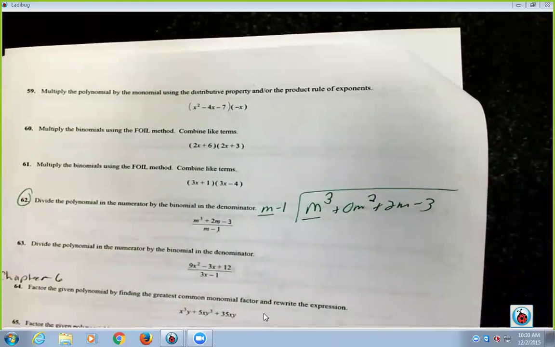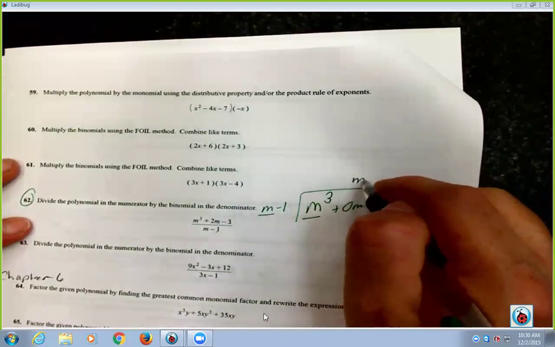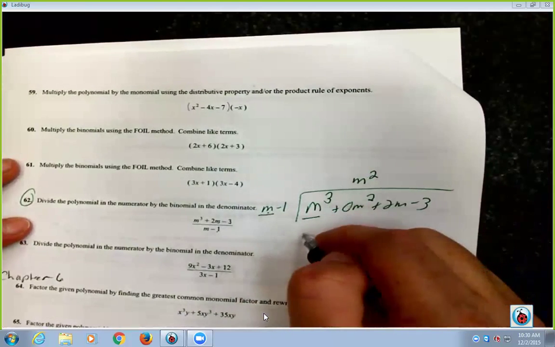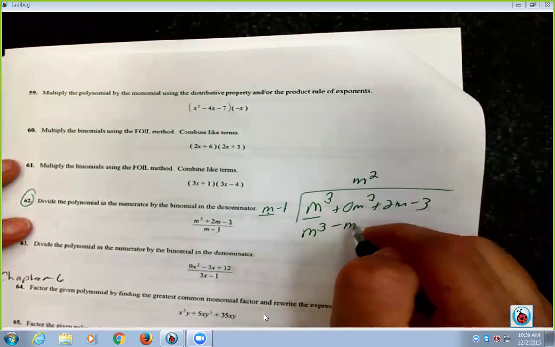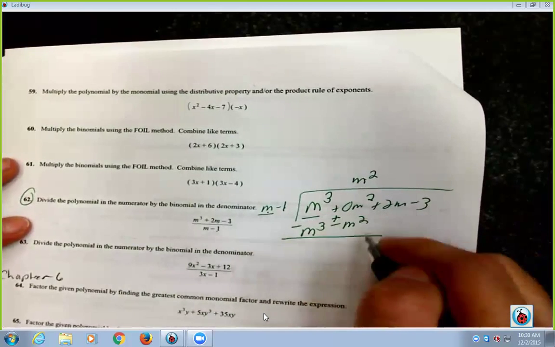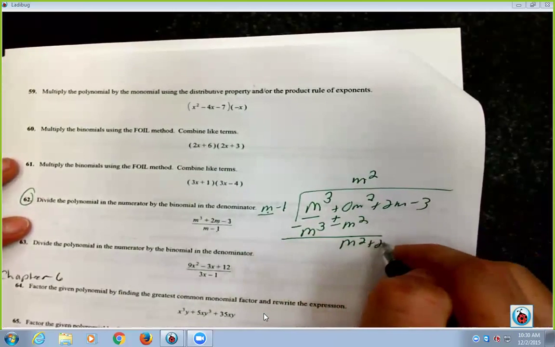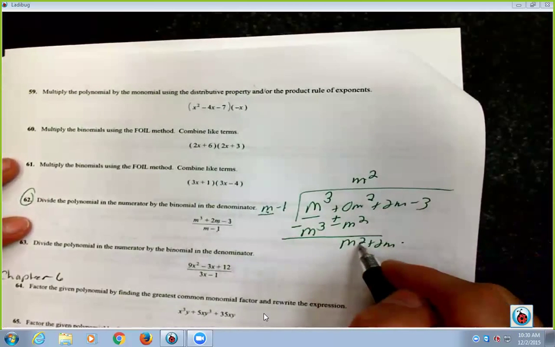Coming back as memories, remembering how to do those. I need an m squared. M squared times m is m cubed. M squared times a negative 1 is a negative m squared. Change my signs. Now what do I got to do to m to make it look like an m squared?